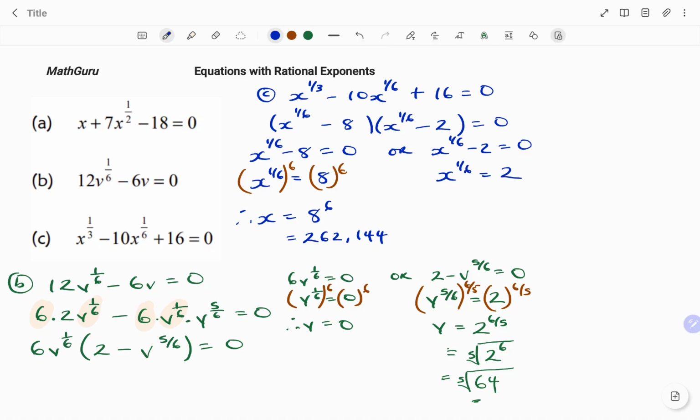On the right-hand side, I have x to the power of 1 over 6 equals, I move my 2 to the right-hand side. Then I do the same by raising both sides to the power of 6, which is the inverse of 1 over 6. I have, therefore, my x equals 2 to the power of 6, or 64.